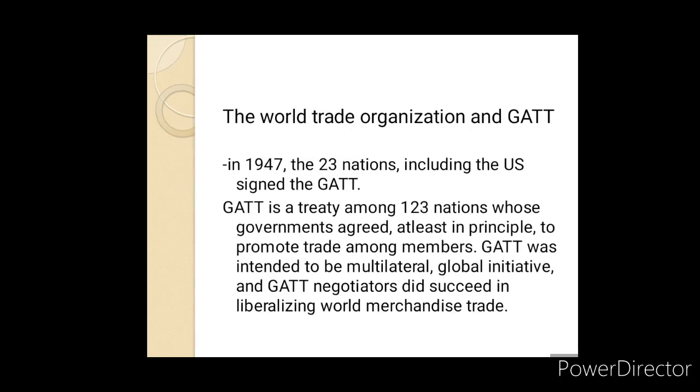The World Trade Organization and GATT. In 1947, 23 nations, including the US, signed the GATT. GATT is a treaty among 123 nations whose governments agreed, at least in principle, to promote trade among members. GATT was intended to be a multilateral, global initiative, and GATT negotiators did succeed in liberalizing world merchandise trade. If you don't know what GATT means, it means General Agreement on Tariffs and Trade. And in case you don't know what tariff means, it's basically a tax.